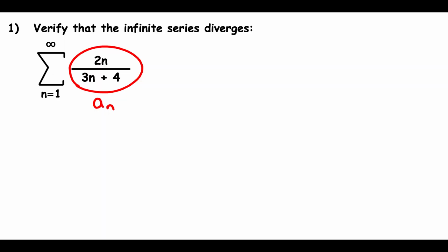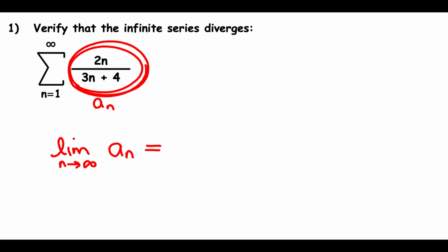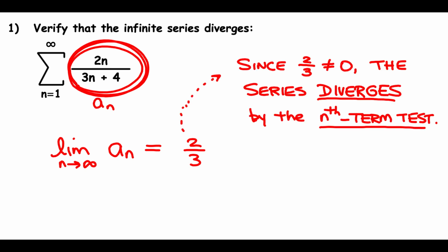What's the limit of that? As n approaches infinity of a sub n. Well, I think you can see from L'Hopital's rule that it's going to be 2/3. And so we're done. We simply say, since 2/3 is not 0, this diverges by the nth term test. That's it. It's all you have to say. It's all you have to write. There you go. Now, if this doesn't make intuitive sense to you, then consider this analogy.